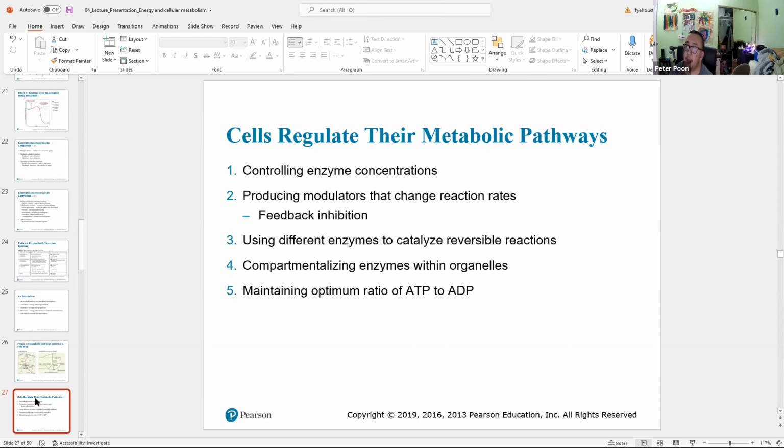Compartmentalizing enzymes within organelles. This is a big deal. This is why we are more complex than bacteria. Bacteria cannot do this. We can because we have different compartments inside our cells, and therefore we can have different compartments with different enzymes in them. So if we want something to work faster, we send it to that compartment.